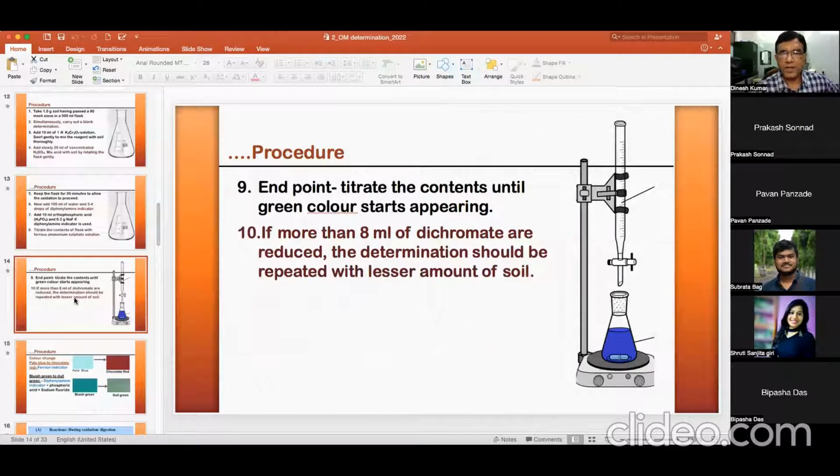For the end point, titrate the contents until green color starts appearing. This is actually dull green. You can see it is kind of dull green color. When green color starts appearing, if more than 8 ml of dichromate are reduced, the determination should be repeated with a lesser amount of soil. That means the soil was rich in organic matter. Therefore, you need to take a smaller sample. So there will be a change in the color.